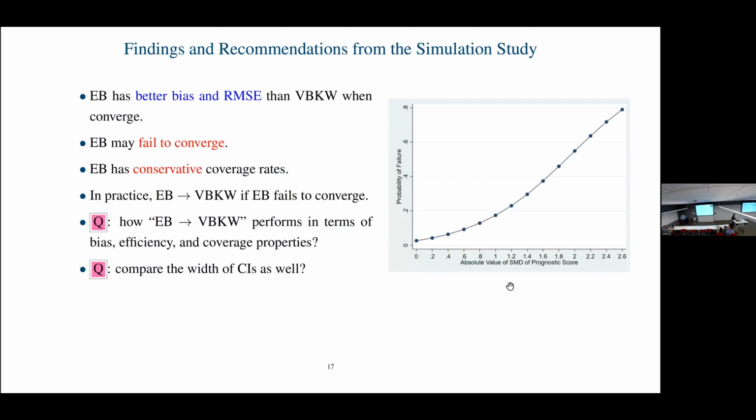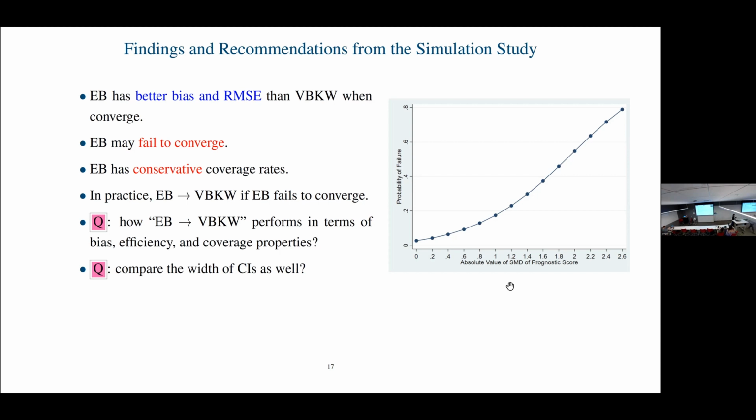And here are the findings and some recommendations from the simulation study. Overall, entropy balancing has better bias and also mean square error than vector-based kernel weighting when it converges, because it may fail to converge. Here it shows the probability of a failure of convergence, and the axis is some imbalance measure of the covariates between different treatment groups. The imbalance is measured by the absolute value of the standardized mean difference of the prognostic score.